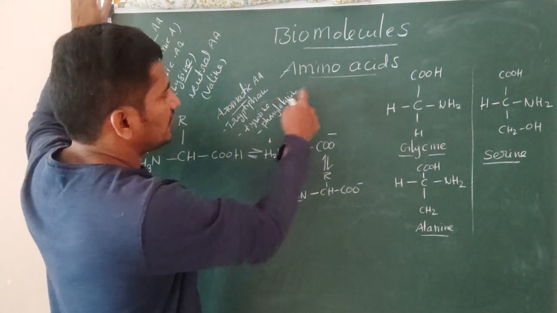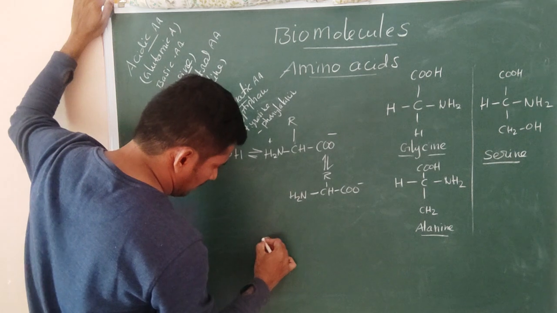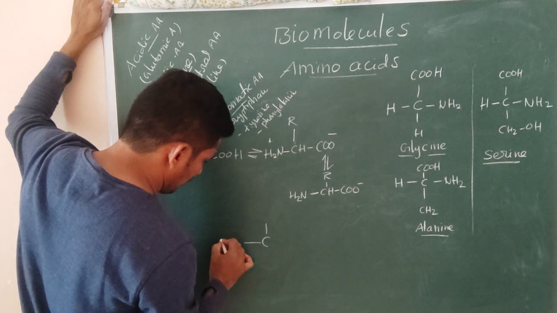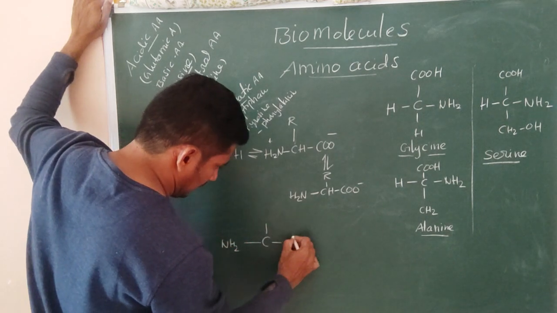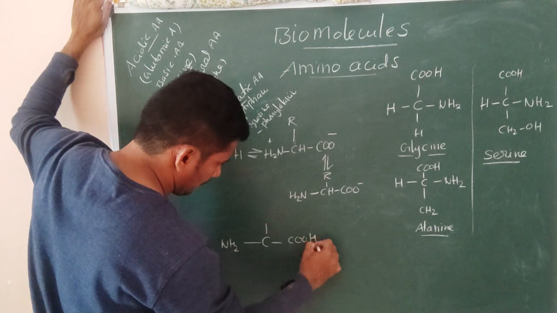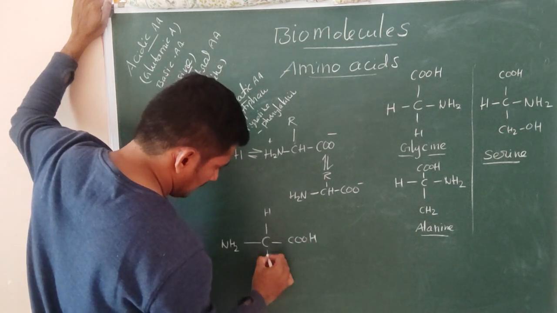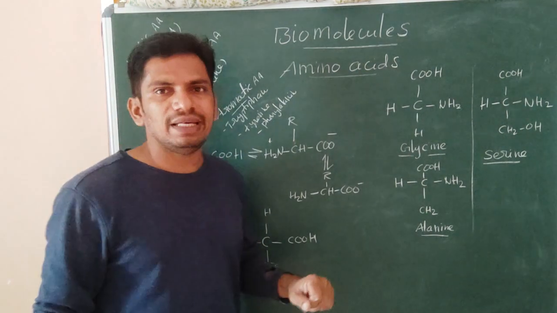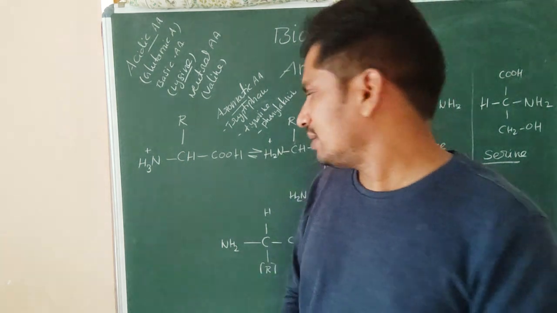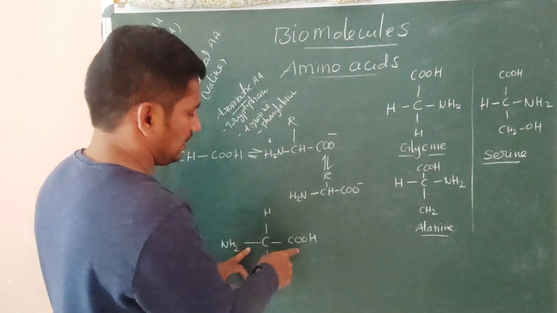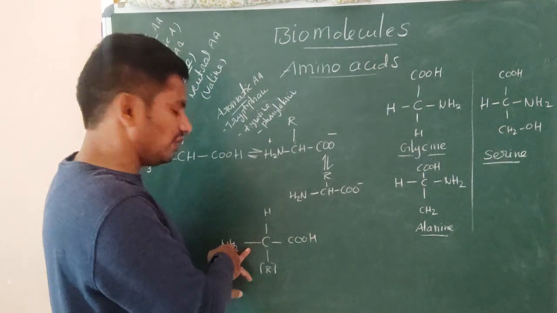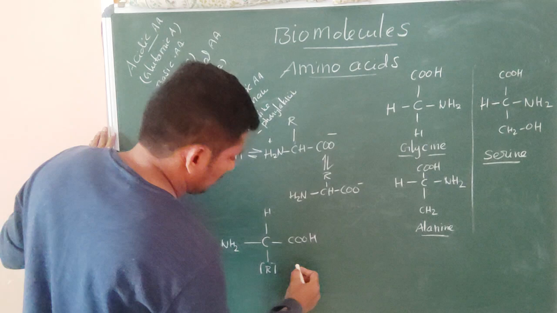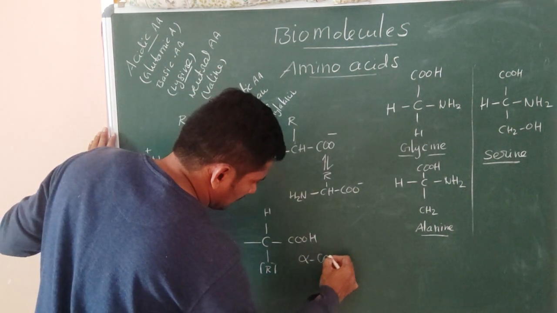Now an amino acid should contain one carbon compound and it should have an amino group NH2, one carboxyl group, one hydrogen, and a variable group R. This is the basic structure of an amino acid. Here both the carboxyl group and the amino group are bound to the one carbon, and that carbon is known as the alpha carbon.